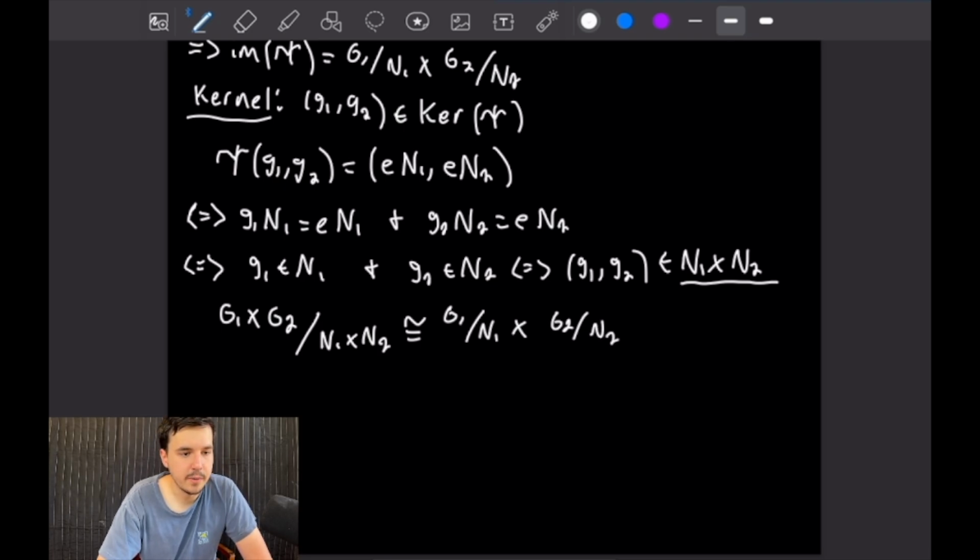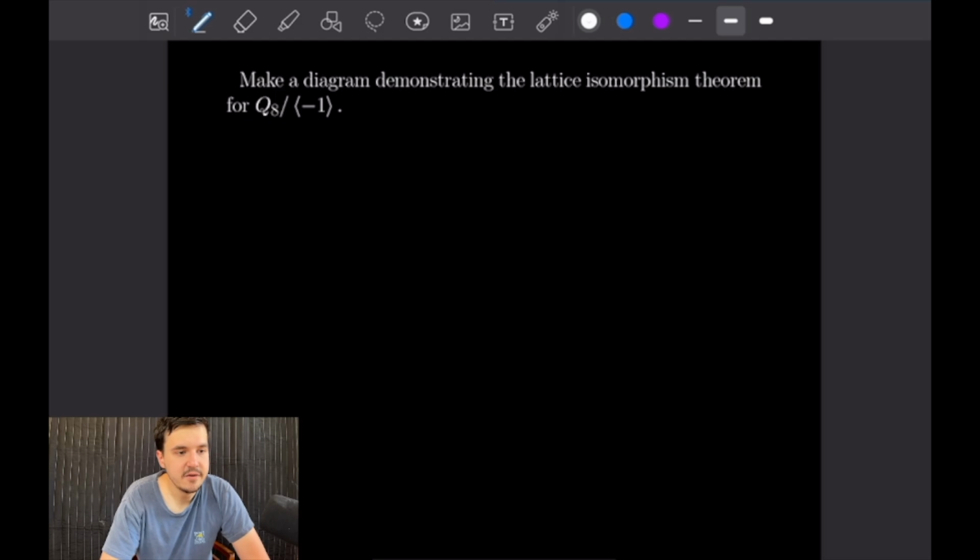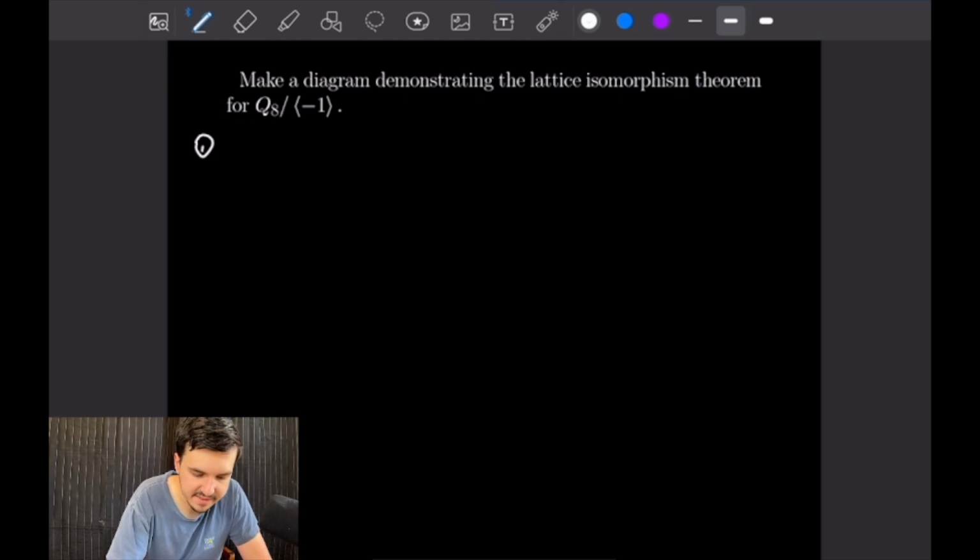Great, so that finishes this problem off, so let's go ahead and get into another one. For this one, we want to make a diagram demonstrating the lattice isomorphism theorem for Q8 mod the set generated by -1. Let me remind you what Q8 is, because I think a lot of you are probably not familiar with that group if you're just starting abstract algebra.